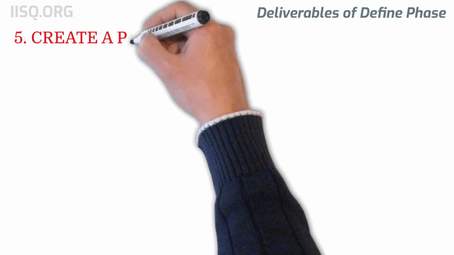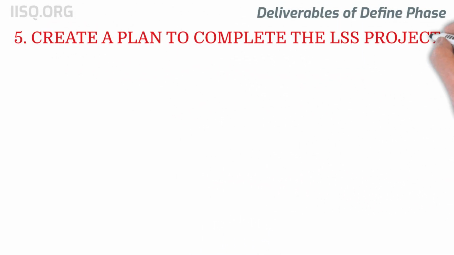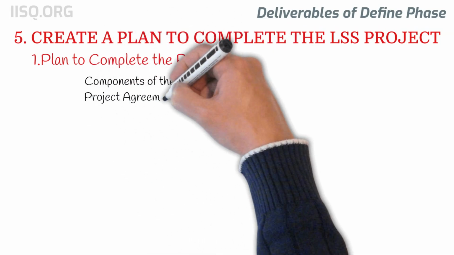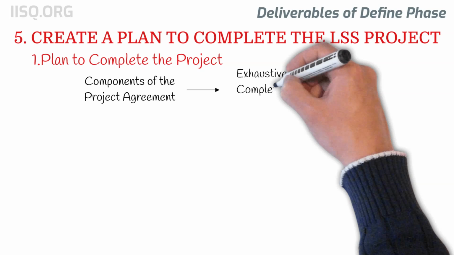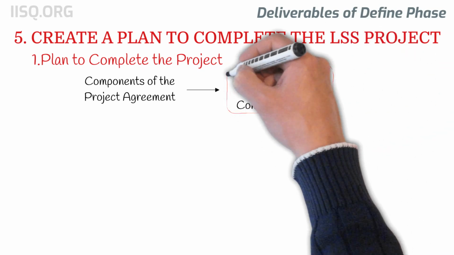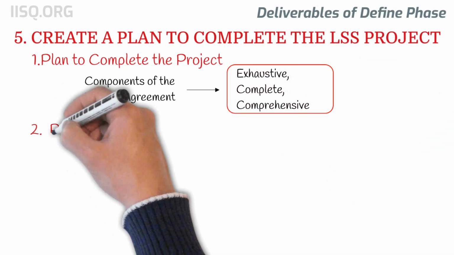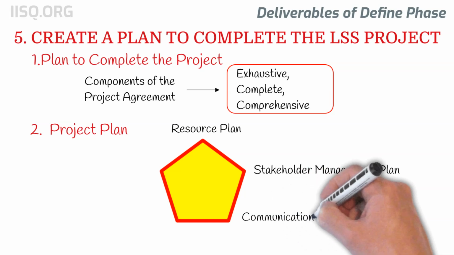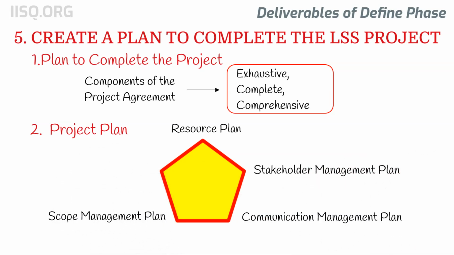The fifth key deliverable of the Six Sigma define phase is to create a plan to complete the Six Sigma project. A plan to complete the project is normally one of the components of the project agreement and can be as exhaustive as it needs to be complete and comprehensive. The project plan normally consists of resource plan, stakeholder management plan, communication management plan, scope management plan, cost and benefit plan, etc.